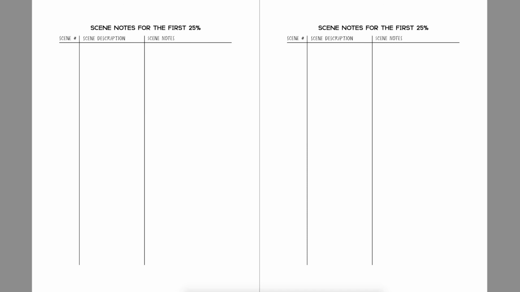And then this worksheet should look really familiar to you. Scene numbers, scene descriptions, scene notes, and you can just map out very specifically what order your scenes are going to unfold. And you can do chapters as well. I've given you about 10 of these pages, so that you can map this out and go into a lot more detail maybe than you did in the previous days.